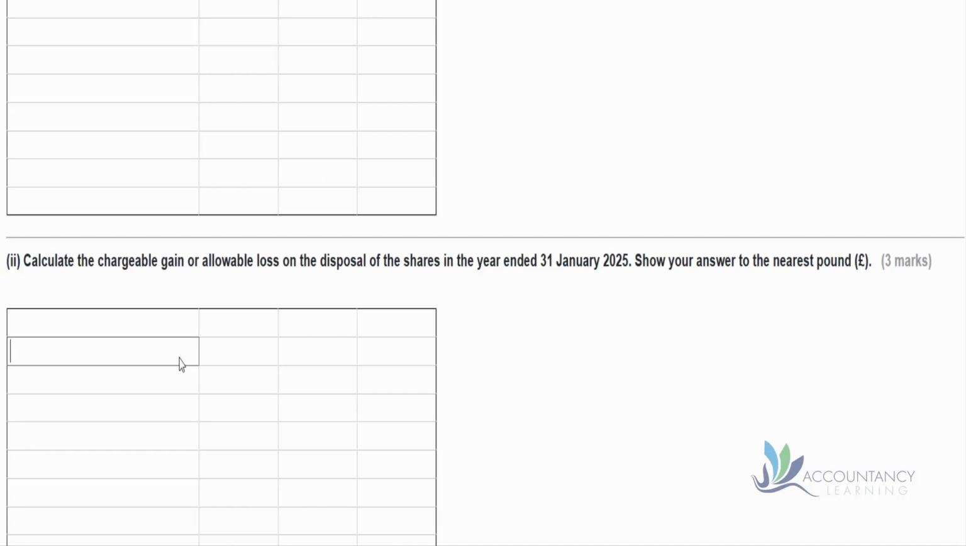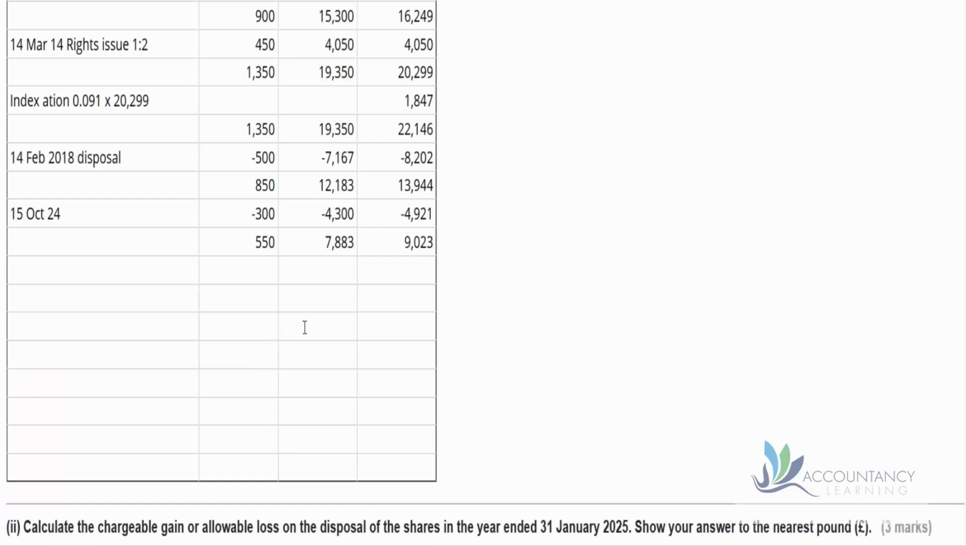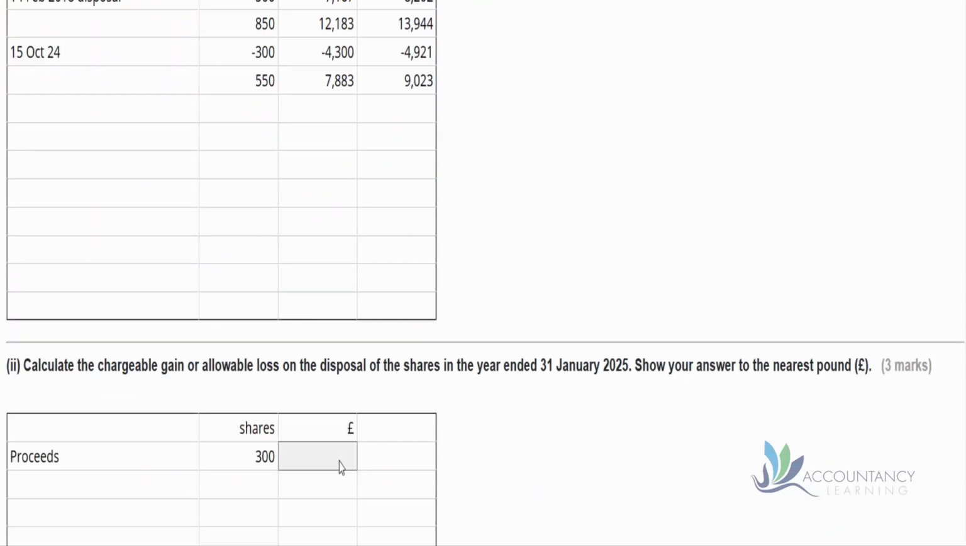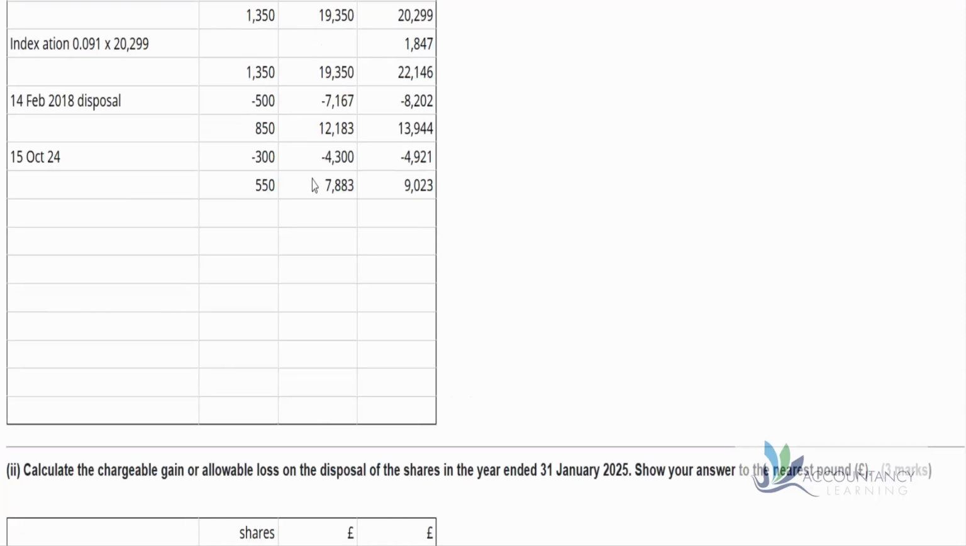Okay, so what we need then is our proceeds. So we have a sale of 300 shares and in terms of pounds, we sold them for, where was it there, £24 each. Again, I'm trying to show all my workings here. So 300 shares times 24. So that's our total proceeds of 7,200. And then what about our cost? So the cost of those, there we can see, look, there's our cost, 4,300.